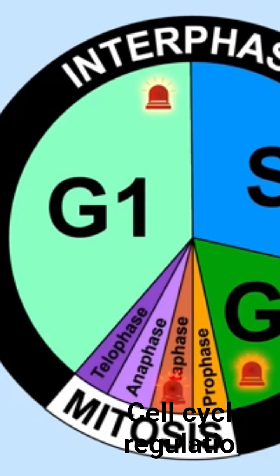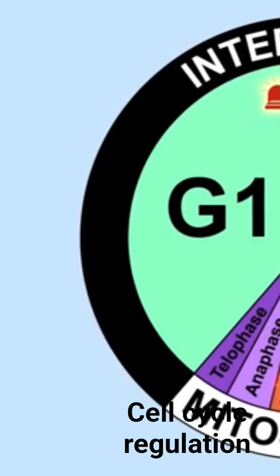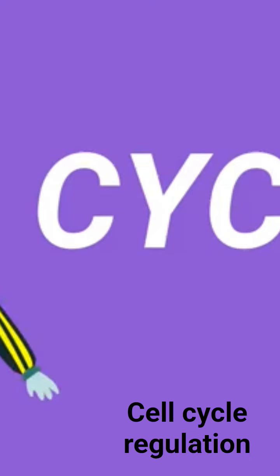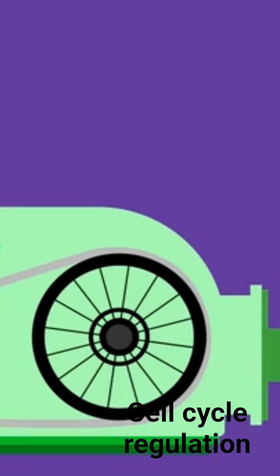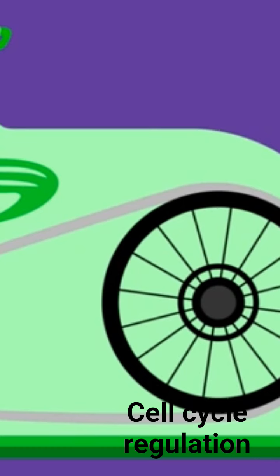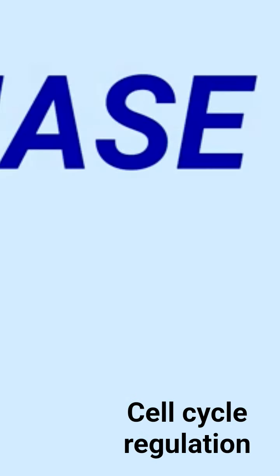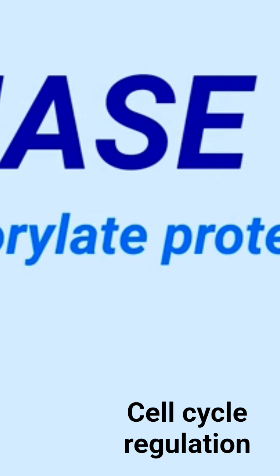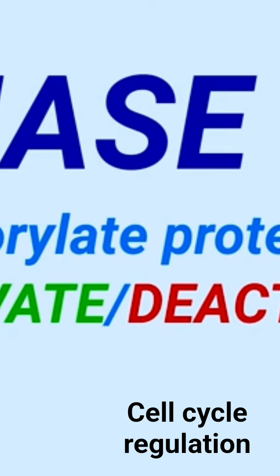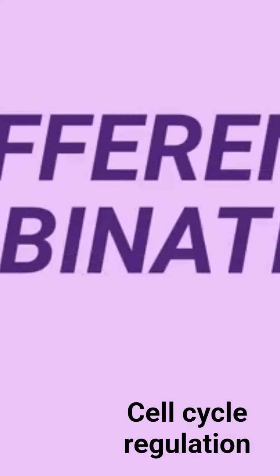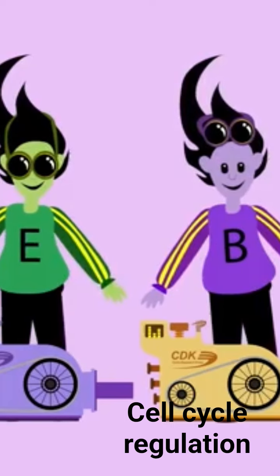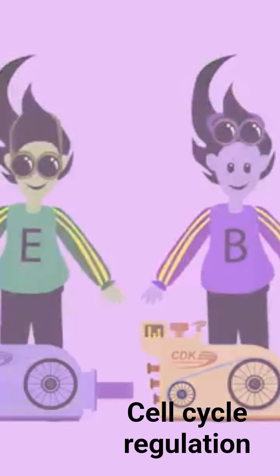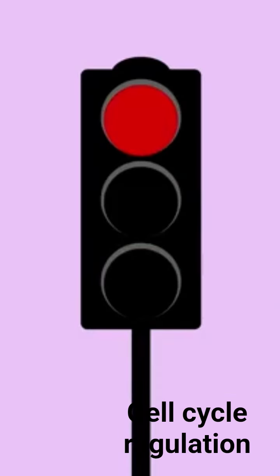Progression through checkpoints is mediated by cyclins, CDKs, and tumor suppressors. Cyclins are proteins that bind cyclin-dependent kinases, or CDKs, activating them. CDKs are enzymes, specifically kinases, meaning that they phosphorylate proteins to activate or deactivate them. Different combinations of cyclins and CDKs promote different actions at different points in the cell cycle, signaling starts or stops.